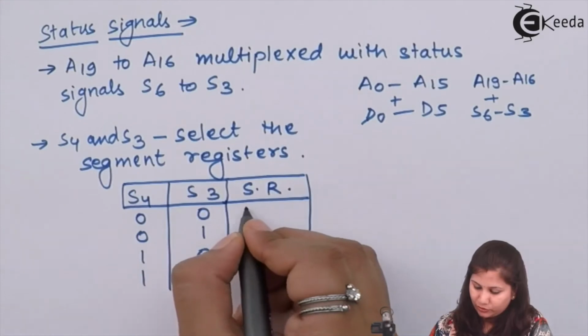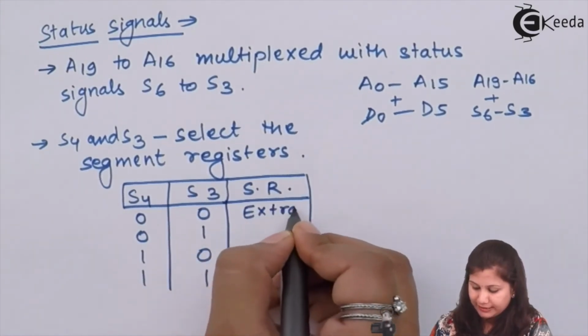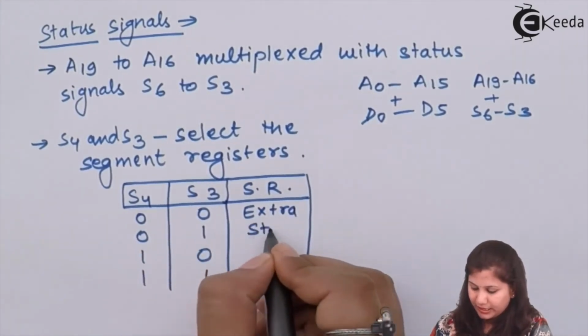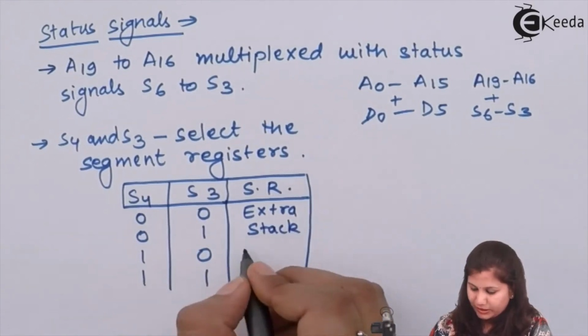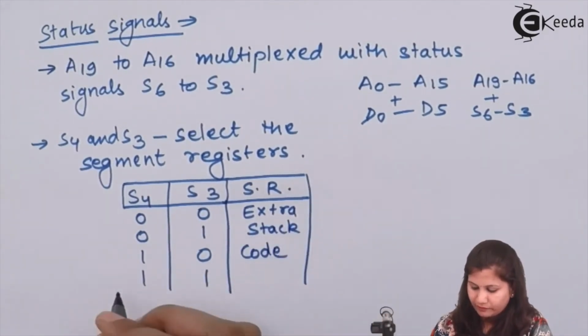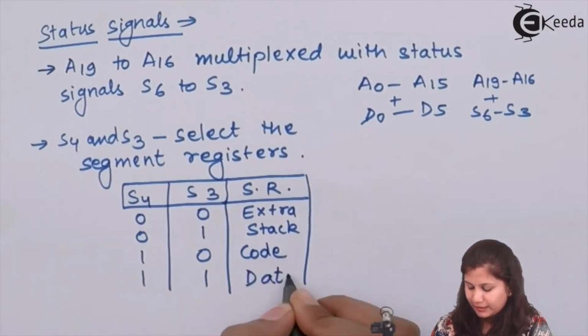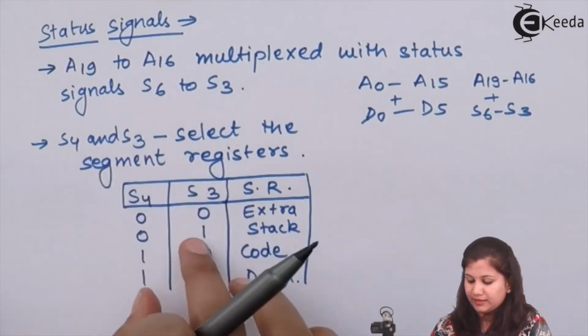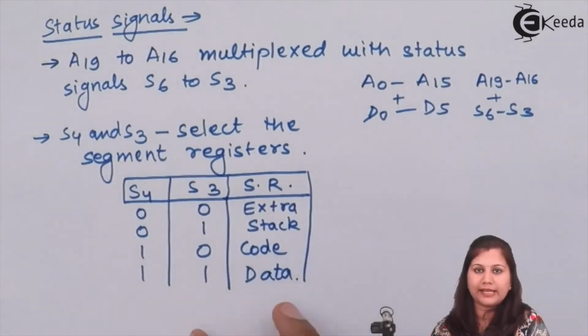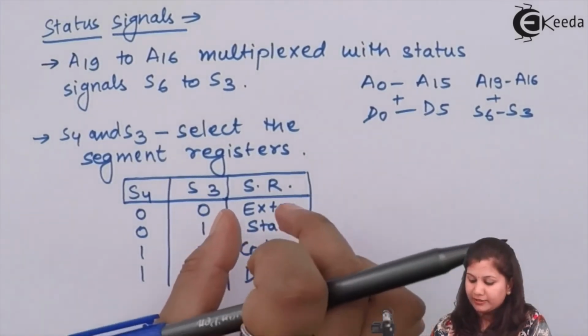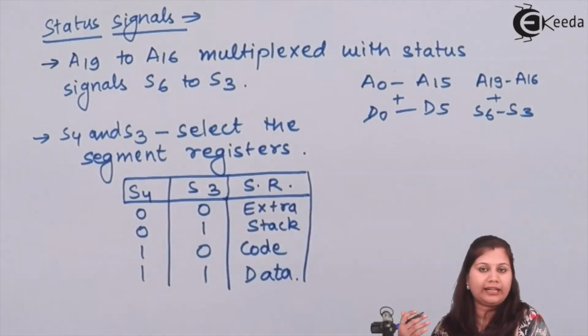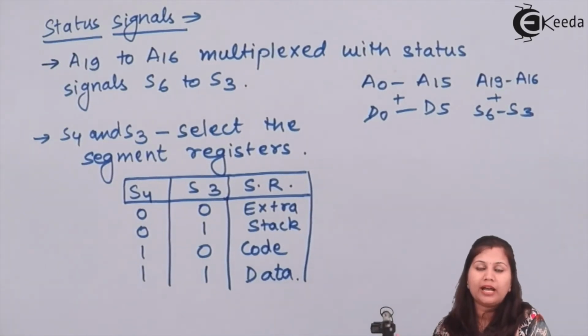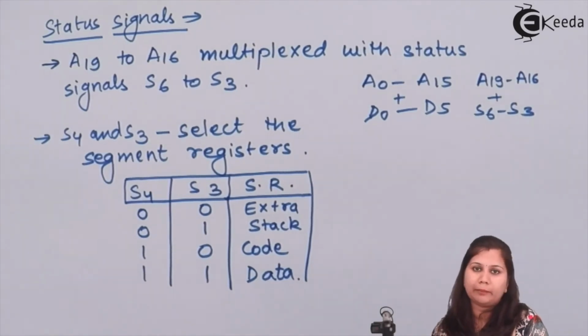If it is 0 0, then the extra segment register is selected. If it is 0 1, then the stack segment. If it is 1 0, then the code segment, and when it is 1 1, then the data segment register. So these S4 and S3 status signals are used to identify the segment register, and when the segment register is known, then we can identify the segment address also, and that segment address will be used to form the physical address of the memory location.